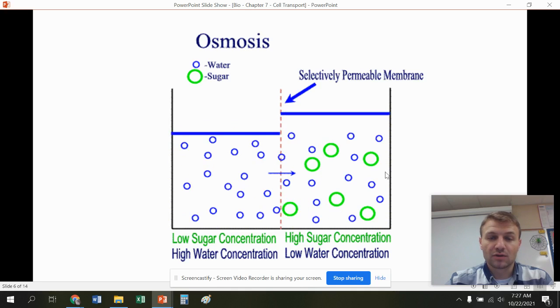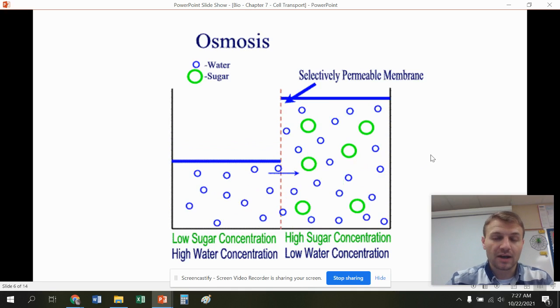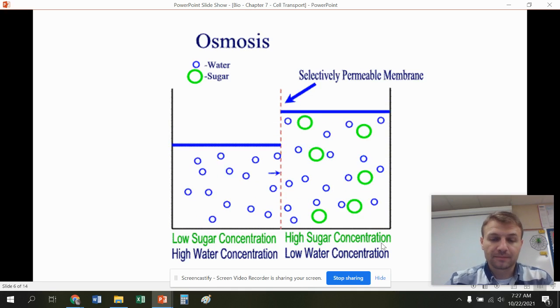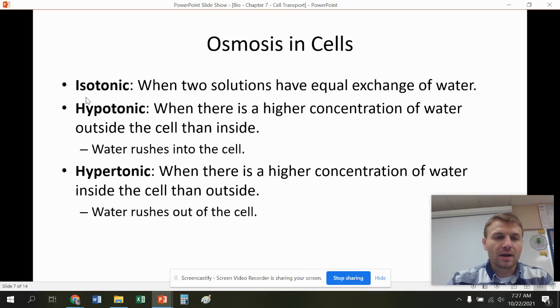So again, this is osmosis, and this is only through a semi-permeable membrane. This is just the movement of water. Next, with osmosis, we're going to talk about isotonic, hypotonic, and hypertonic solutions. So isotonic, this is when there's an even amount of water and solute in the cell and in the water that surrounds the cell. That's called an isotonic solution.